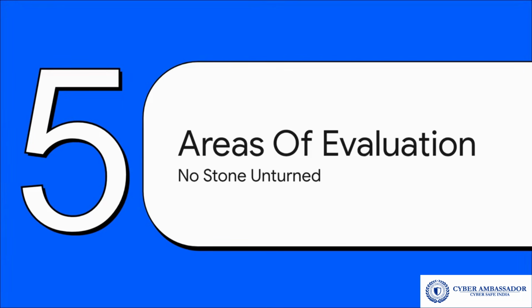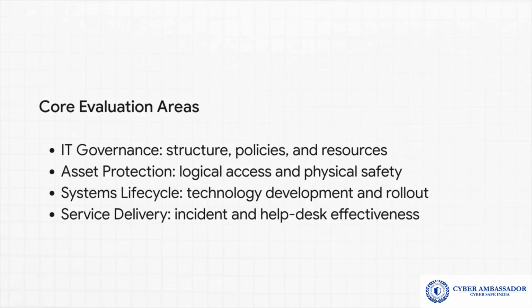This brings us to Section 5, Core Areas of Evaluation. We are leaving absolutely no stone unturned here. Think of this as auditing the entire lifespan of your technology. It starts right at the top with IT governance, how your organizational structure is built, and how the board manages resources. Then it moves into the system's lifecycle, how you actually build, buy, and implement that tech into your stack.